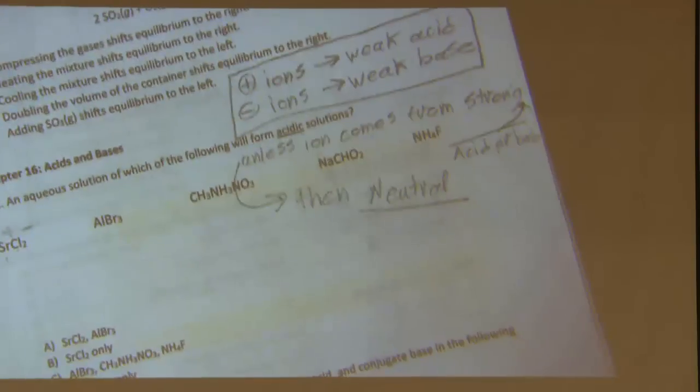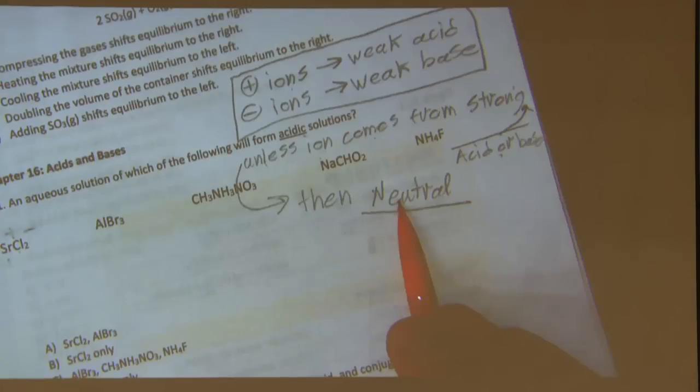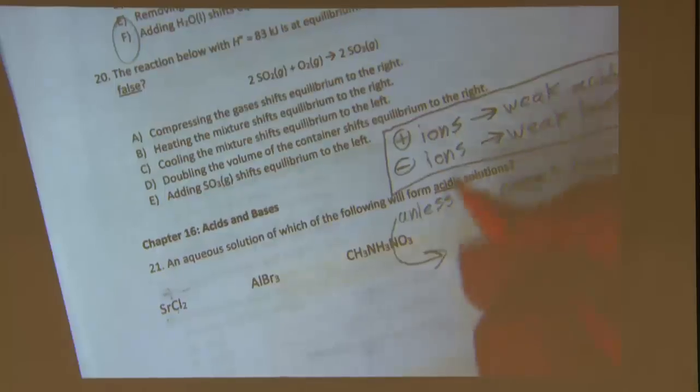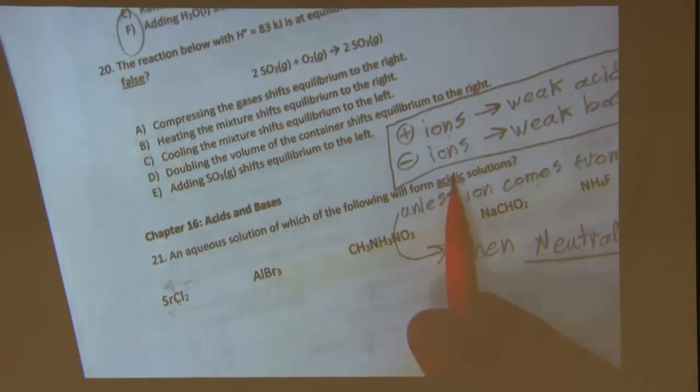I know you guys can't see. Here we go. So unless the ion comes from a strong acid or base, then it's neutral. So tell me here, I'm going to help us practice this out. The question is asking which one of these salts is going to form an acidic solution.